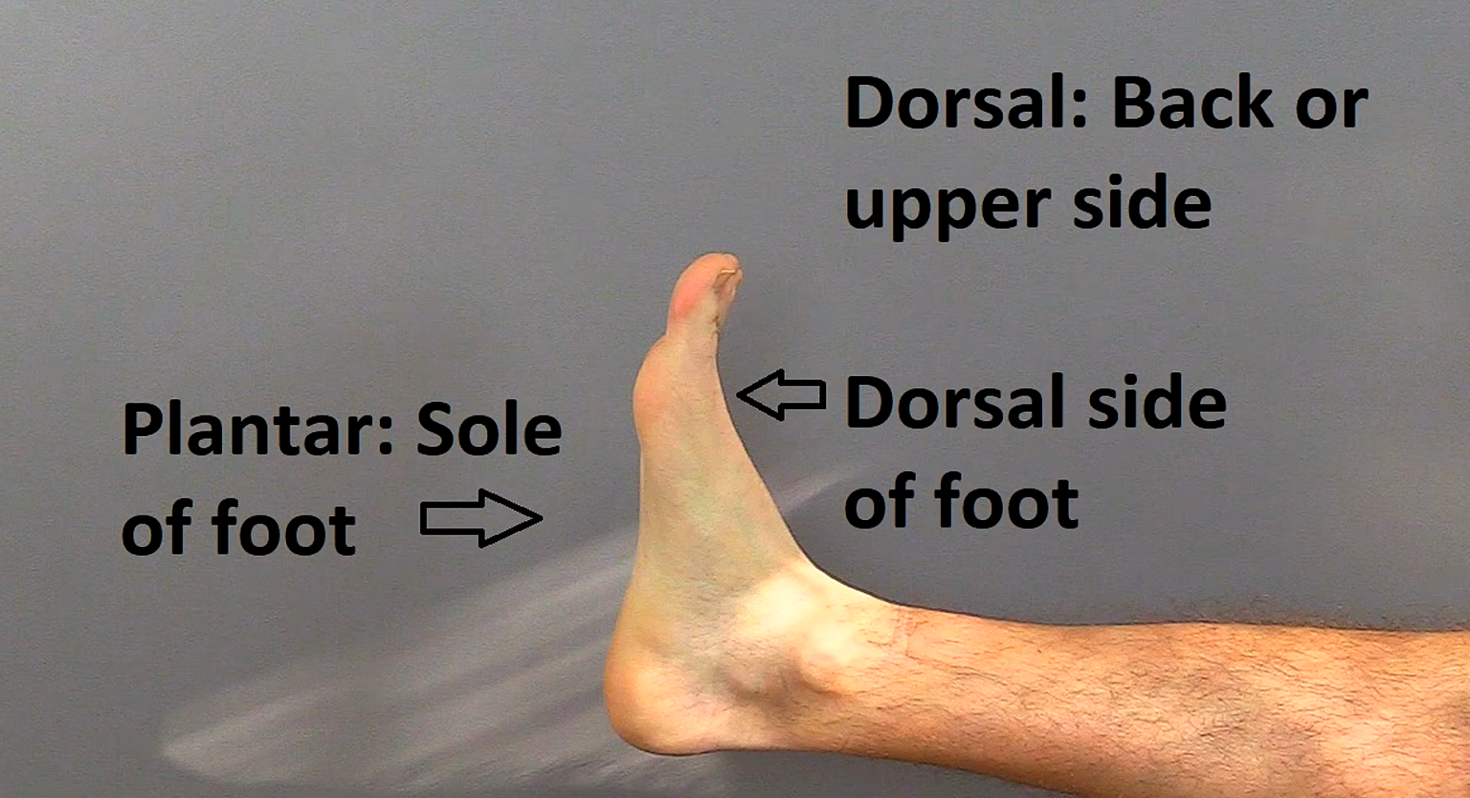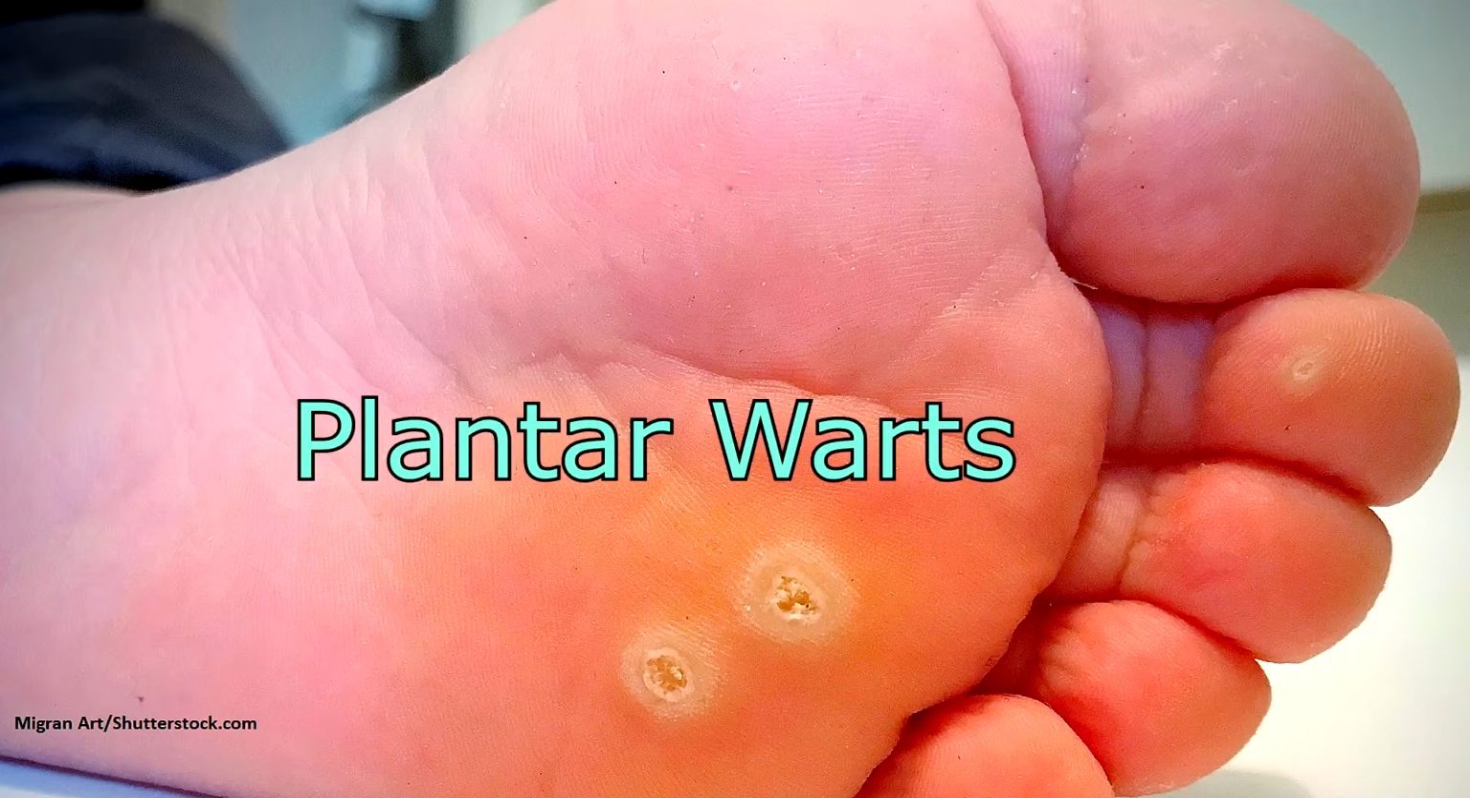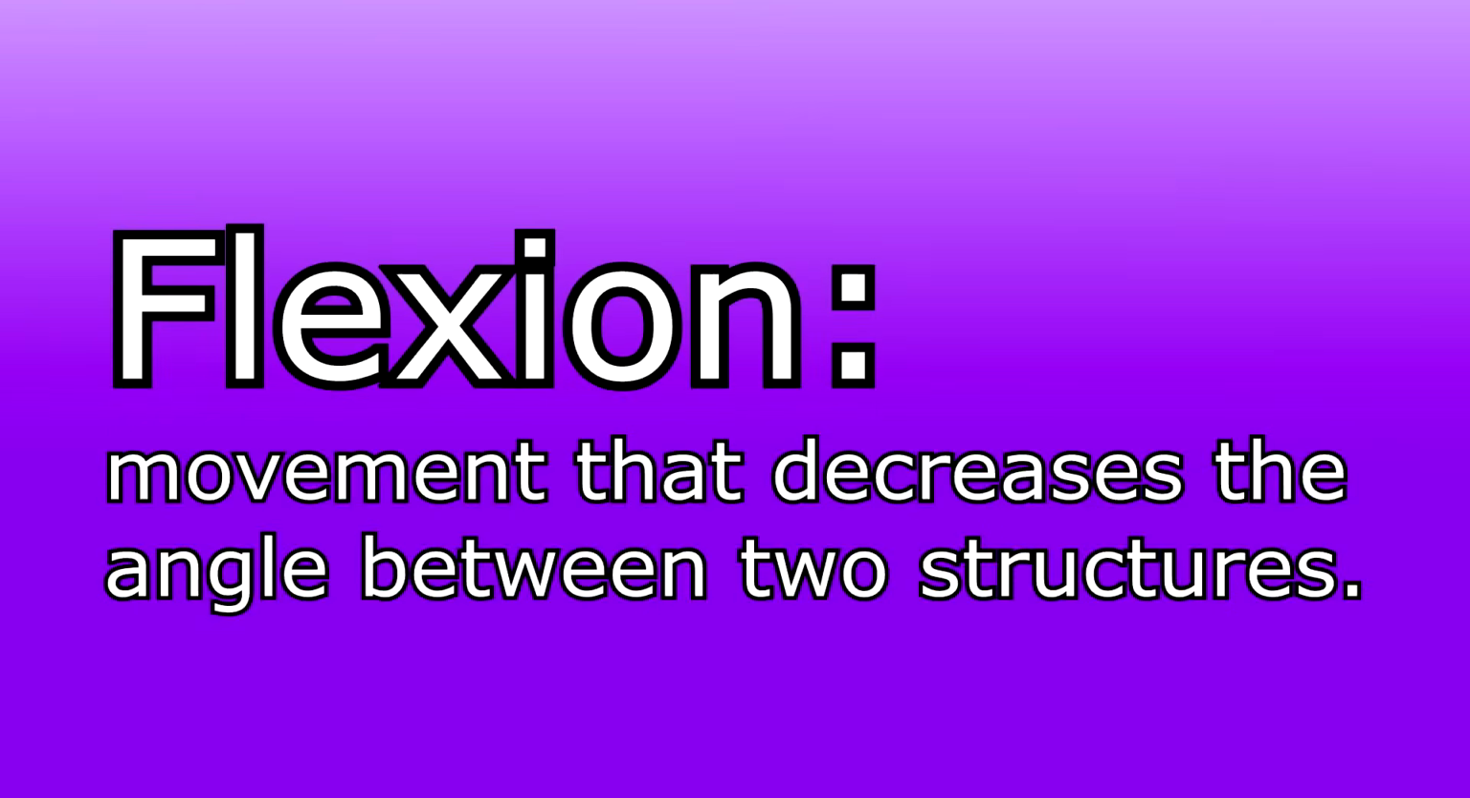In contrast, plantar refers to the sole or bottom of the foot. If you've ever had a plantar wart, then you've had a wart right there on the sole of your foot. And then flexion in anatomy just refers to a movement that decreases the angle between two surfaces. Now let's put those words together and you will totally understand this movement.